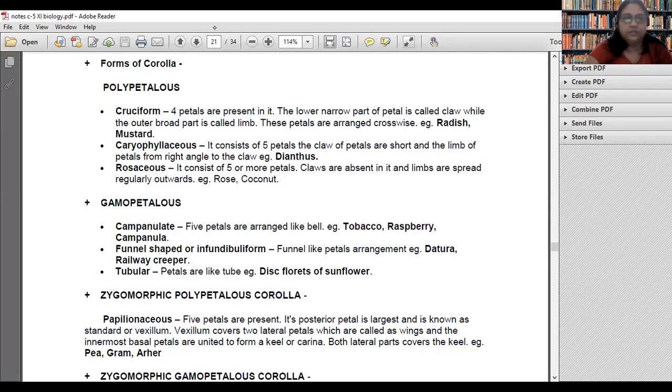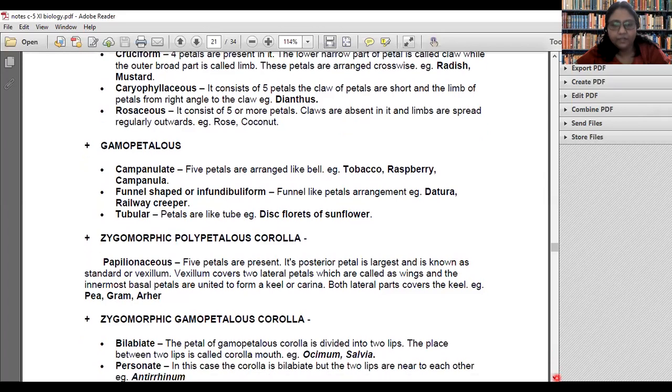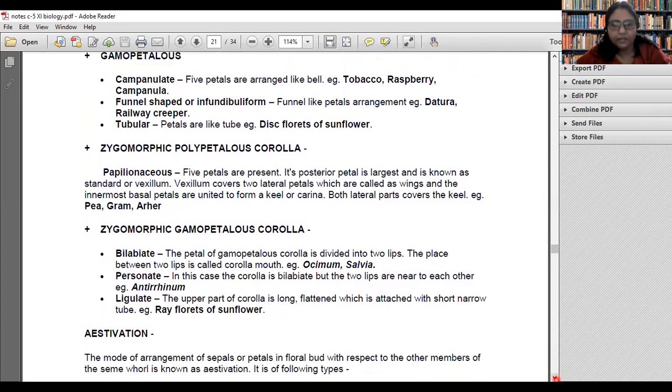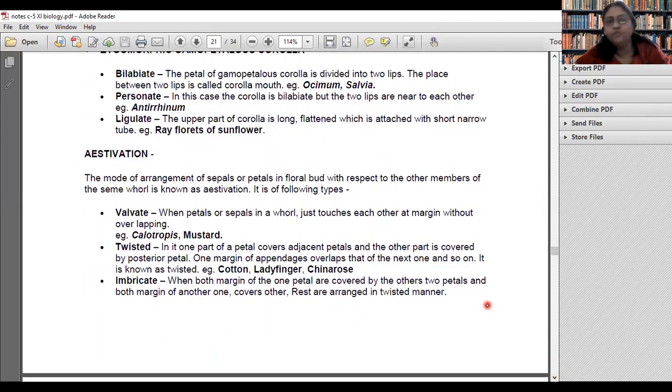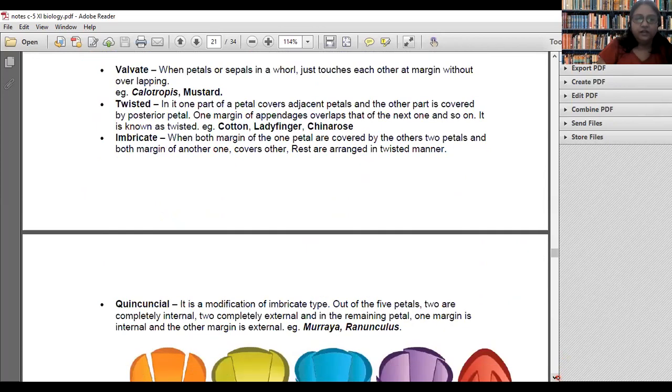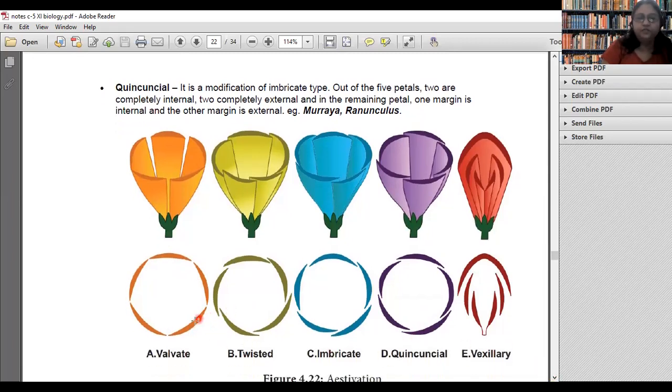Now we will talk about the part which is called aestivation. Aestivation is the mode of arrangement of sepals and petals in floral bud. Means how they are arranged. In this case also we will directly go to the image. This is how they actually look, and this is how they look if you take cross section. So can you identify the difference between A and B?